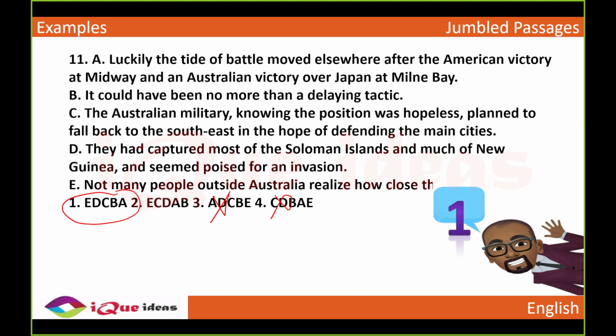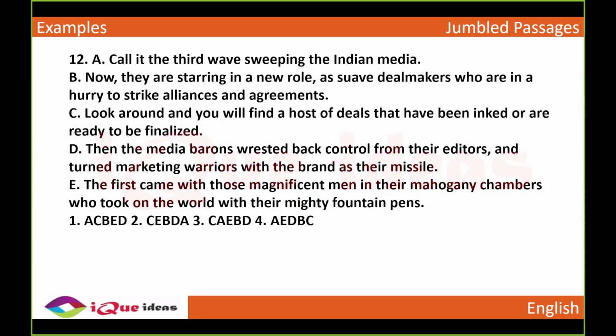You start with the Japanese having captured and being ready to attack. So the Australian military thinks that it is hopeless and they cannot defend, and so on. So that series makes sense in that particular order. Got it? Okay. Next.